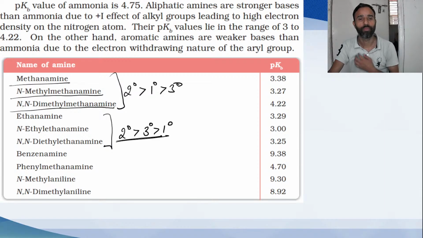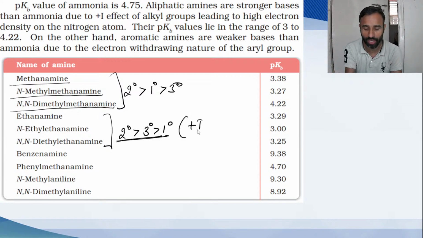Beta, in methylamines the order is secondary, primary, tertiary, and in case of ethylamines it is secondary, tertiary, primary. Keep in mind, in ethylamines plus I effect is dominating, and in methylamines H bonding is dominating.